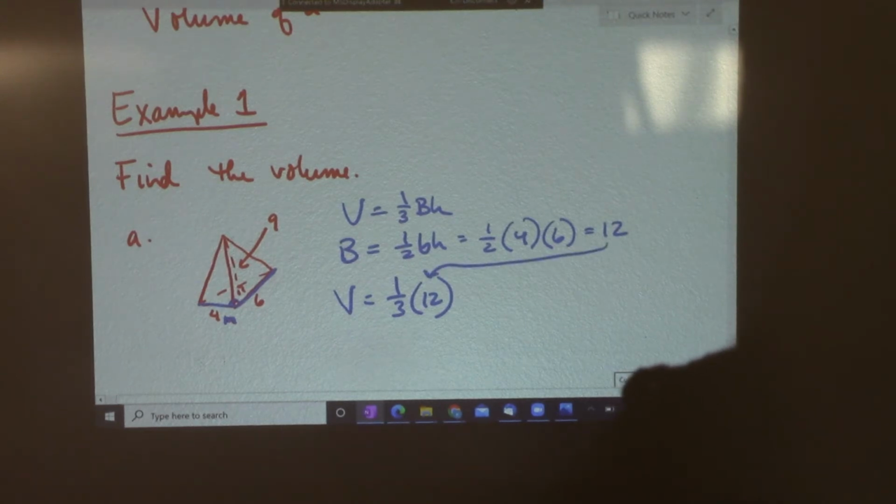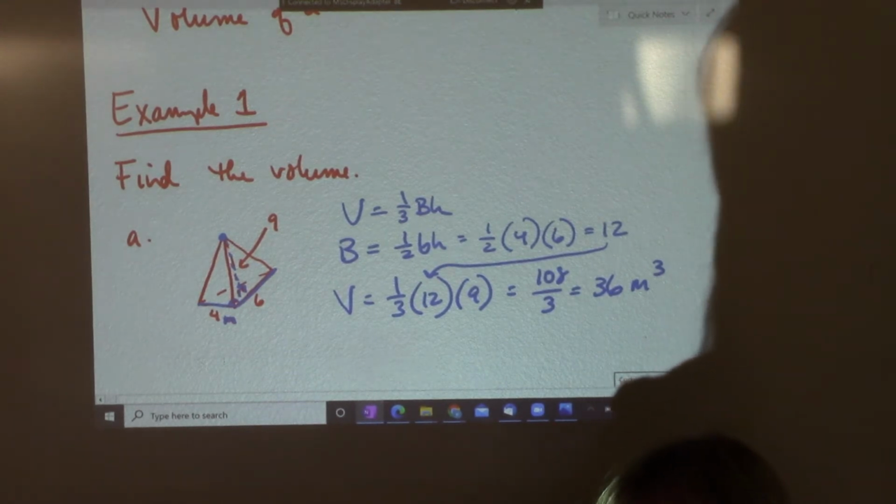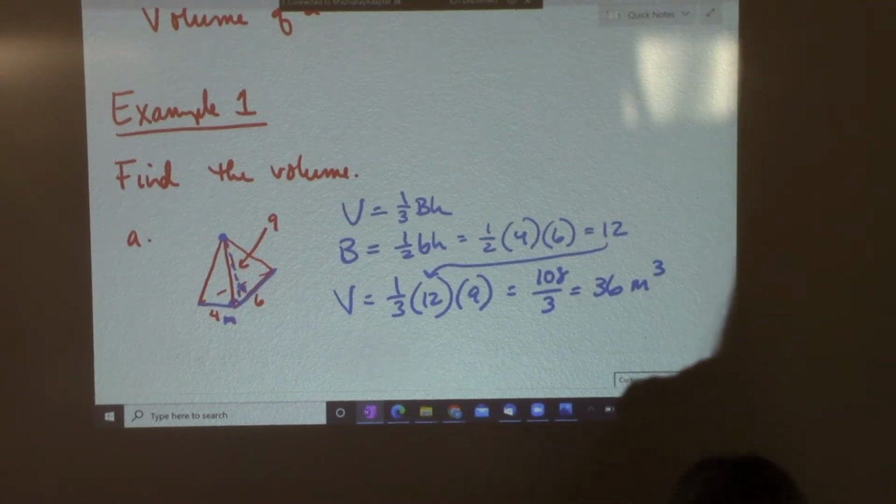And then the height of the pyramid is that height that goes from our point on top right through the middle to the center of the base, okay? Or somewhere in the middle of the base, not always the exact center. So that's going to be 9. And when I work that out, I get 12 times 9 is 108, divided by 3 is 36. Okay, and it's very important, your units are cubed this time, because we want not the surface area on the outside, but the volume, which is all the space on the inside of a 3D shape.